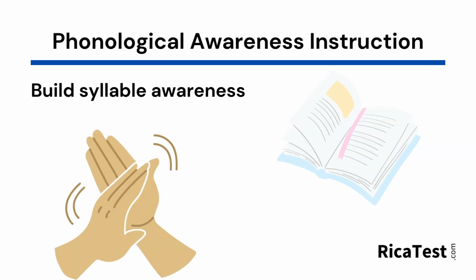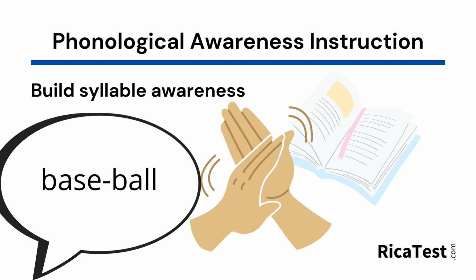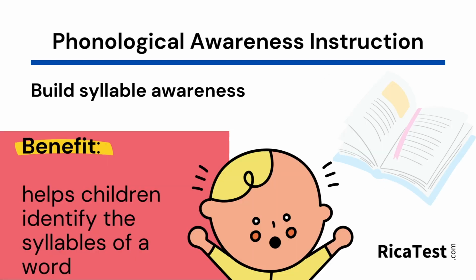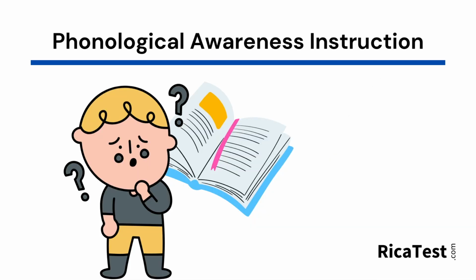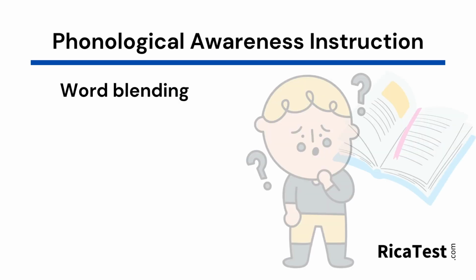The instructional method to be used is that we teach children to say the multisyllabic word and clap their hands when they say it. An example could be baseball. Building syllable awareness helps children identify the syllables of a word. In this example, the student is having difficulty with compound words.